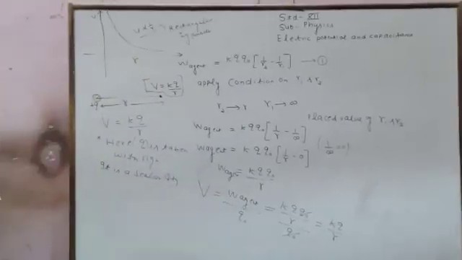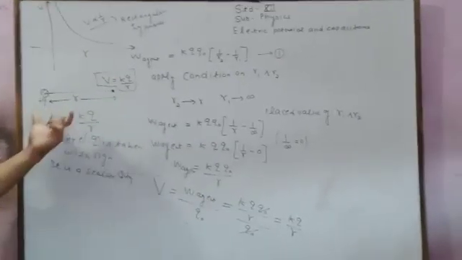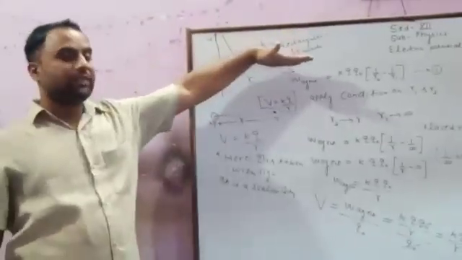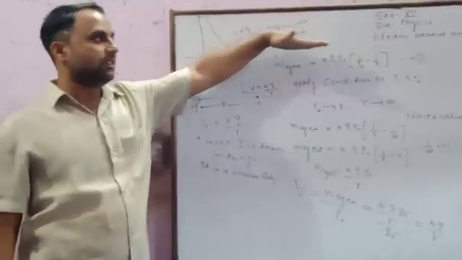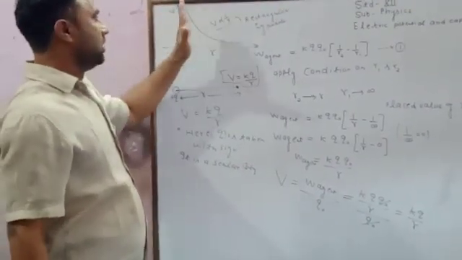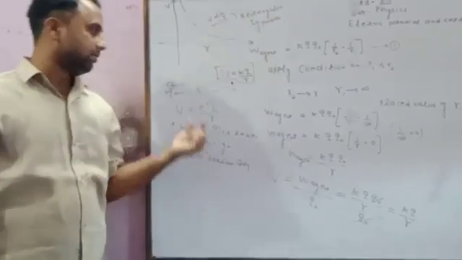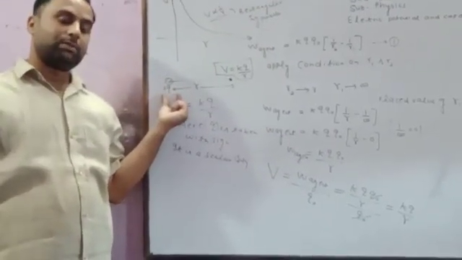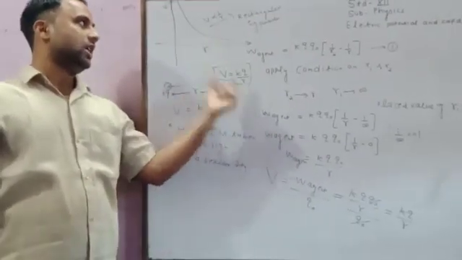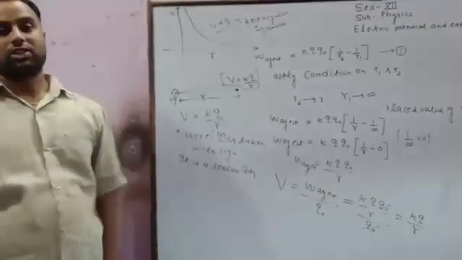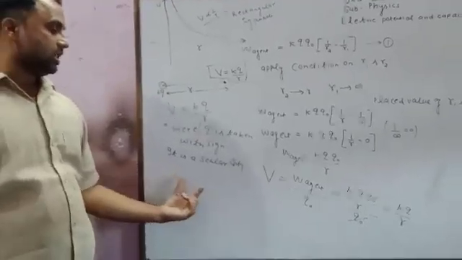It shows how the potential varies with distance due to a point charge system. If we increase the value of R, the potential tends to 0, because when we are far from the point charge the potential tends to 0, and if we move toward R tends to 0, the potential tends to infinity. That is the basic concept, so we have to remember this formula also.